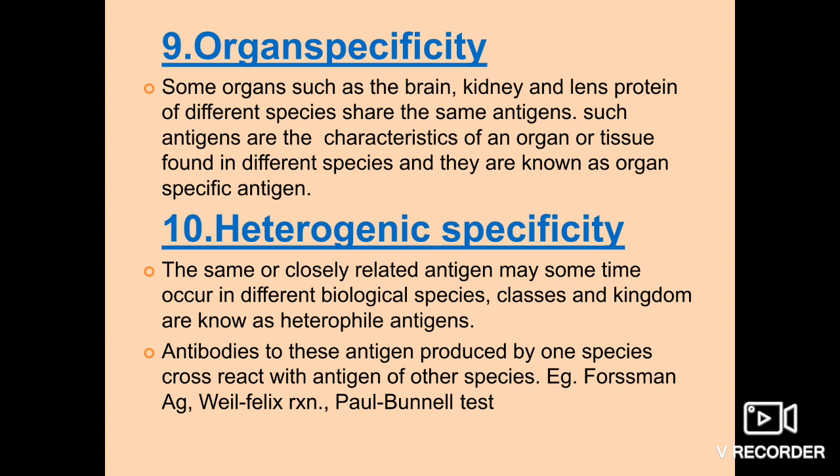The same or closely related antigens present in different tissues of more than one species are known as heterophile antigens. For example, Forssman antigen. It is a lipoprotein polysaccharide complex widely present in man, animals, birds and different bacteria.